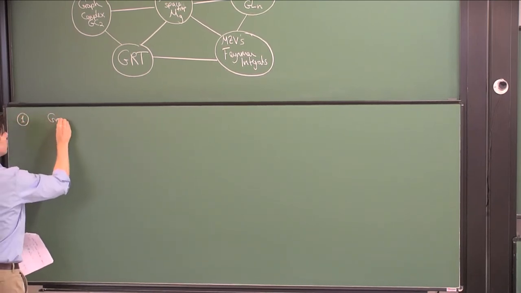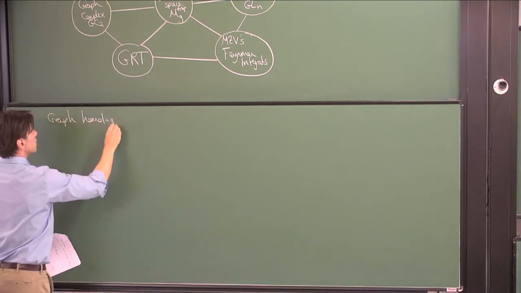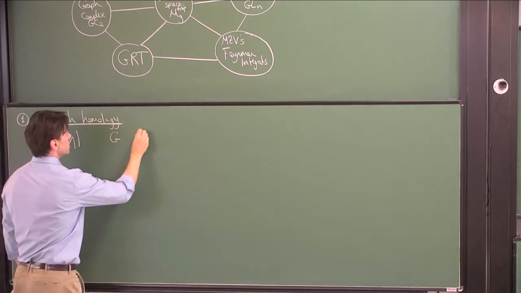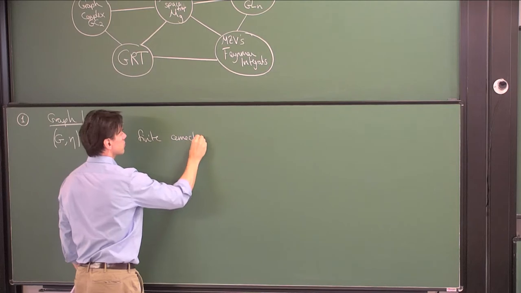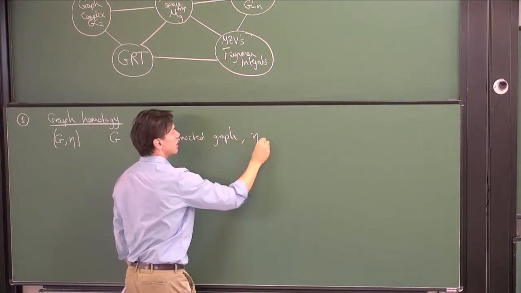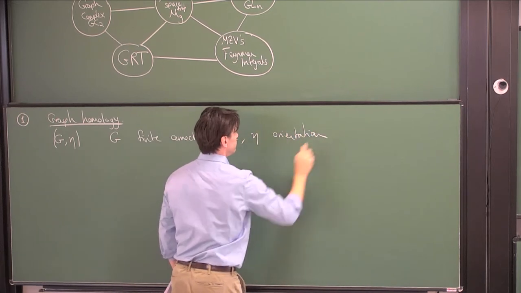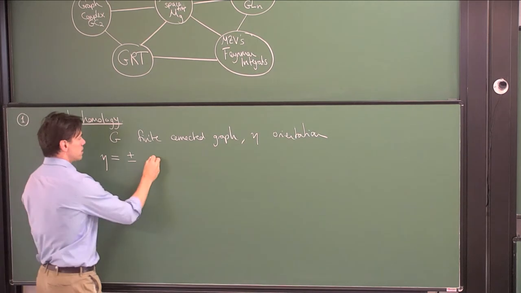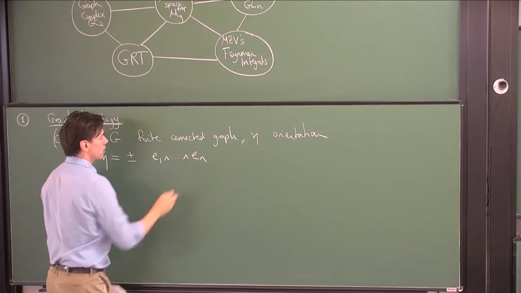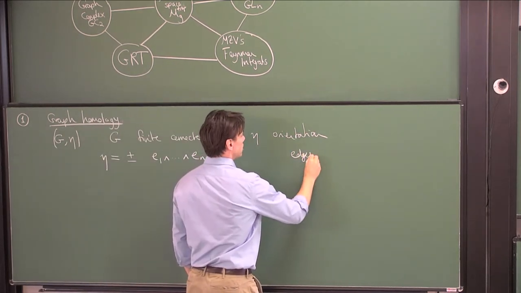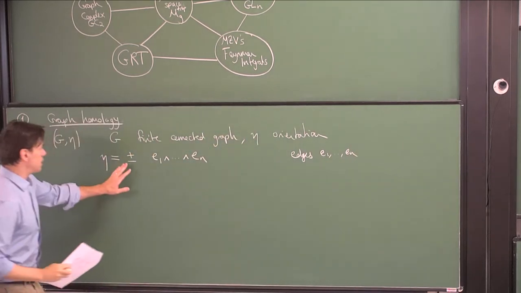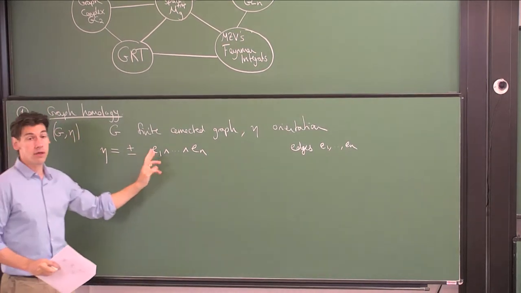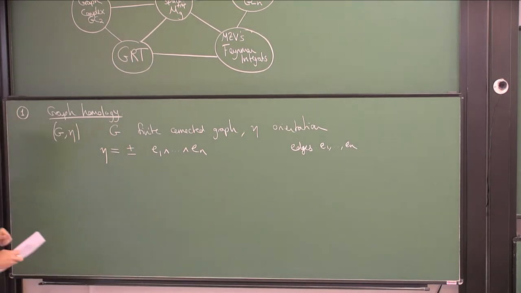So the first is graph homology. I'm sure it's familiar to everybody. So I'm going to consider pairs (G, eta), where G is a finite connected graph and eta is an orientation. The simplistic way to think of an orientation is just a sign times the exterior product of all the edges. So the graph has edges e1 up to en. The orientation is given by either plus or minus the wedge product of the edges in some order. And the point is that if you interchange two edges, the orientation flips by a minus sign.